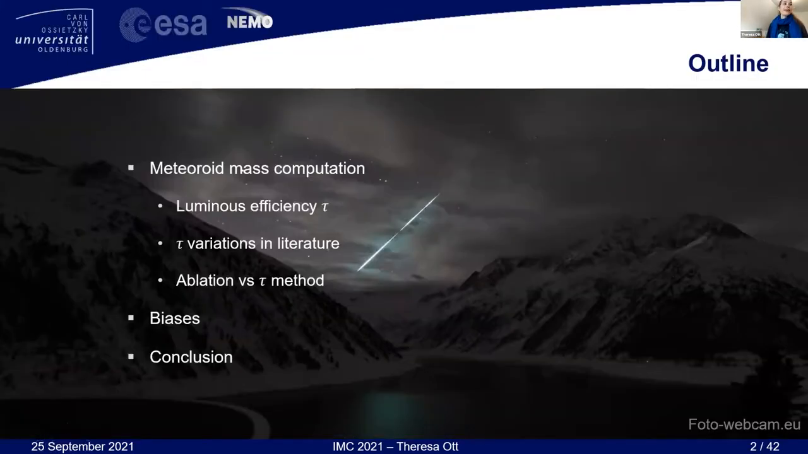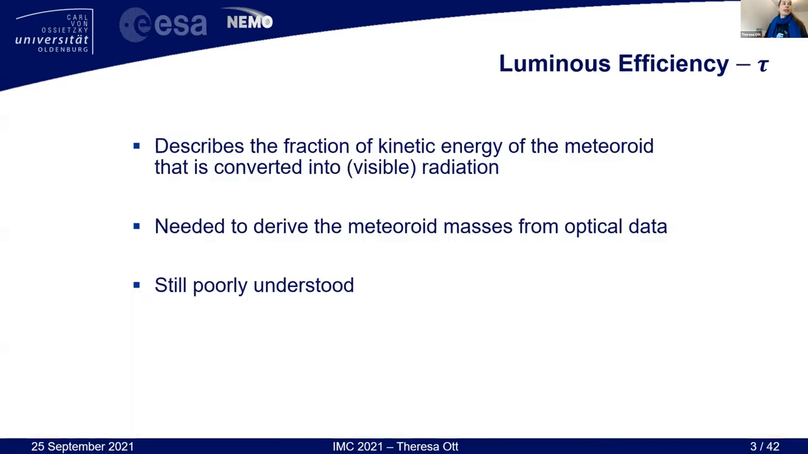I want to talk to you about the mass computation of meteoroids. For that, we're going to have to talk about the luminous efficiency and see how much it still varies in the literature. Then I'm going to show you how we can confine these values better by using the ablation method and combining them. And then I would like to talk to you about certain biases that can be introduced into the observation and also in the analysis, of course.